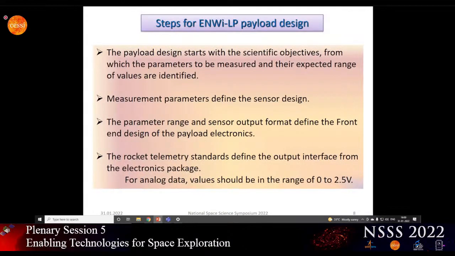Coming to the NVLP specifically, the payload design, as I have already mentioned, starts with the scientific objectives, from which the parameters to be measured and their expected range of values are identified. The measurement parameters define the sensor design, the parameter range and the sensor output format define the front-end design of the payload electronics, and the rocket telemetry standards define the output interface from the electronics package. So we have gone for analog type of data, and the analog data has to be within the range of 0 to 2.5 volt. The sensor output form is basically a current, so we take the current as the input of the front-end design.